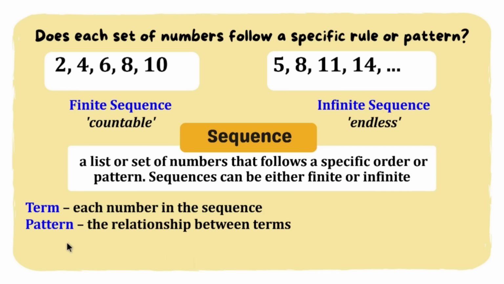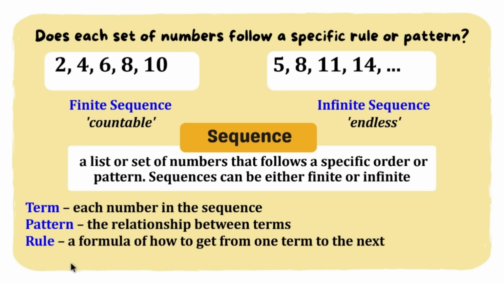Next, we also have the word pattern, meaning the relationship between terms. Okay, so if you can see, no, meron po relationship yung bawat terms dito. 2, 4, 6 sa bawat isa. Ganun din po dito, 5, 8, 11, and 14. Meron po kayong makikitang pattern dyan.